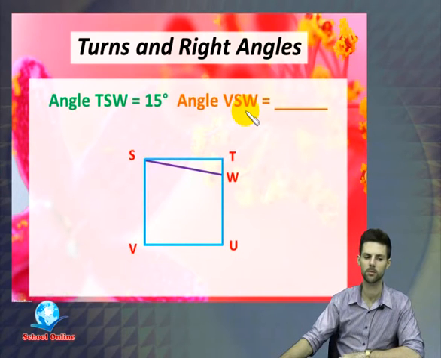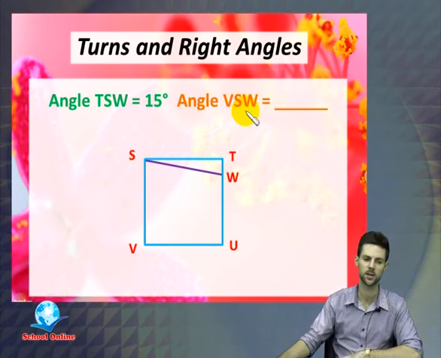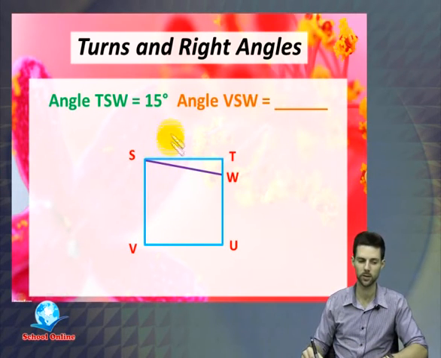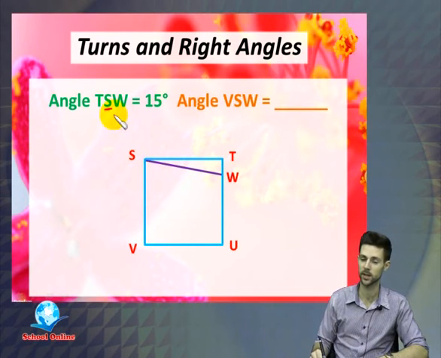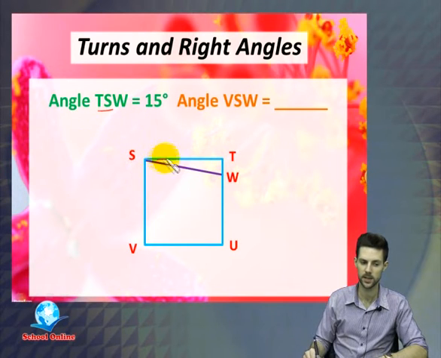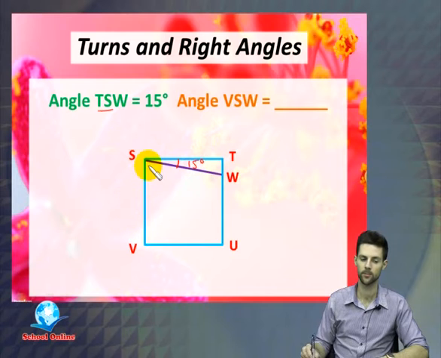Angle TSW equals 15 degrees. So what is angle TSW? Look for S, because that is in the middle. S is here. Line TS is this line, and line SW is this line. So we are measuring this angle, and that is 15 degrees.